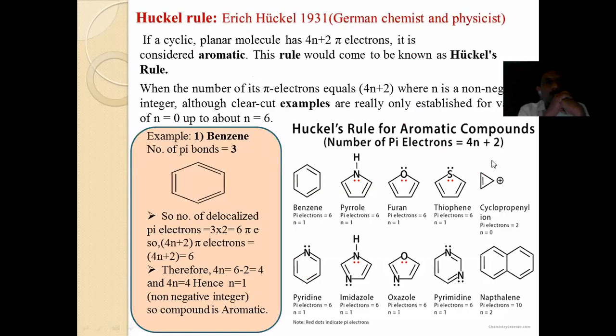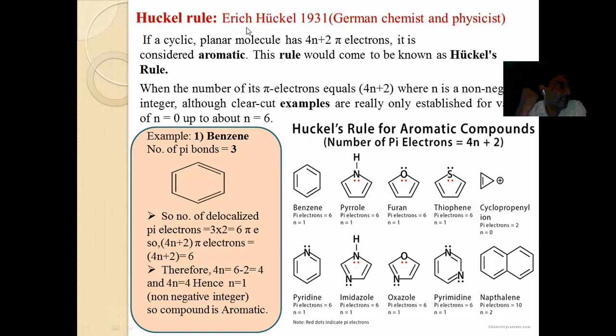Now I will turn to a very important point, that is Huckel rule. Erich Huckel, a German scientist, stated the rule in 1931. He was not a chemist, but a physicist. He is a scientist from physics, actually. And he discovered or noted the rule, which is called the Huckel rule.